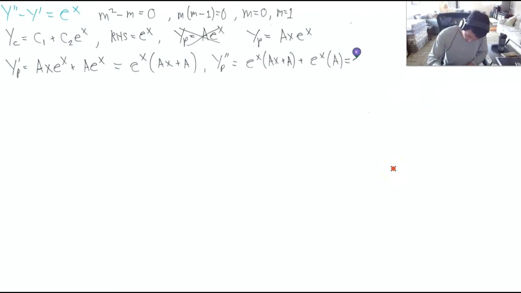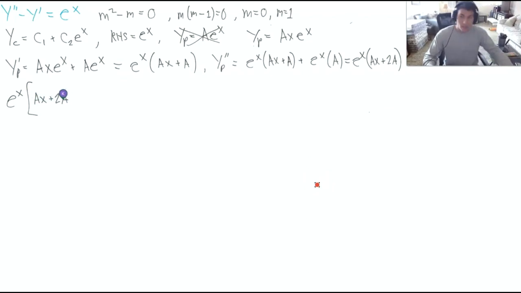Right, this is e to the x and ax plus 2a. Okay. So now we can use this stuff to recreate our differential equation. So this guy minus this guy, I'm going to factor out e to the x from both of them: e to the x times (ax plus 2a), and then minus this because the differential equation says so, minus ax, and then minus a.